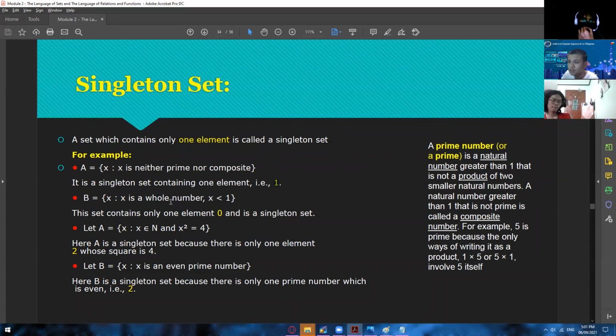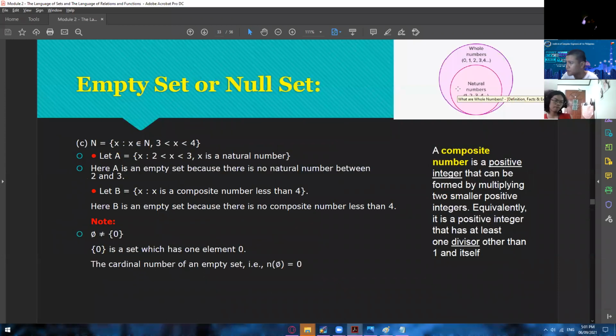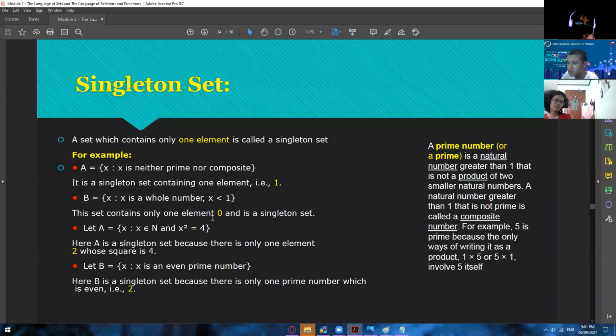Okay. So let's have another example. Let's say B, X is a whole number wherein X is less than 1. Let's go back to the whole numbers. So we only have 0, 1, 2, 3, and 4. So the only element that is less than 1 is 0. So that is why this one is called a singleton set.